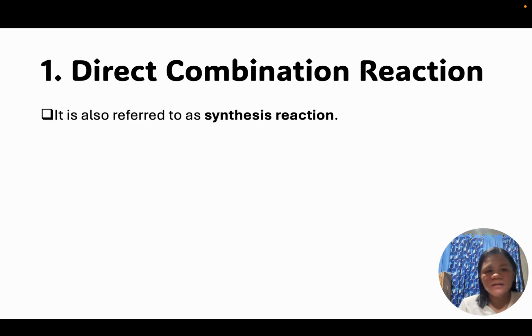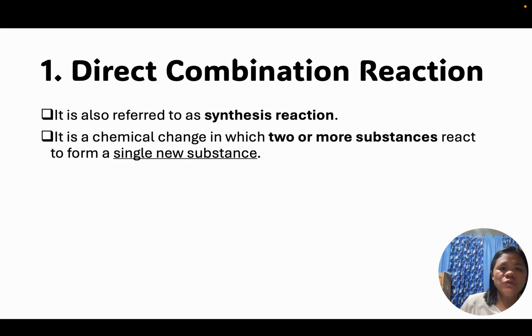The word synthesis means the production of chemical compounds by reaction from simpler materials. So for example, this is just an example, you have sugar and coffee, and the resulting product is a tasty coffee. So parang ganon. From simple materials, we turn it into a tasty coffee. So it is a chemical change in which two or more substances react to form a single new substance. So 1 plus 1 is equal to 2, no? A combination of the two.